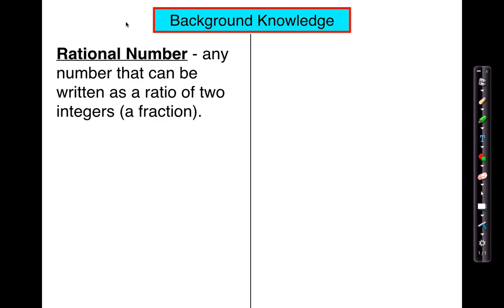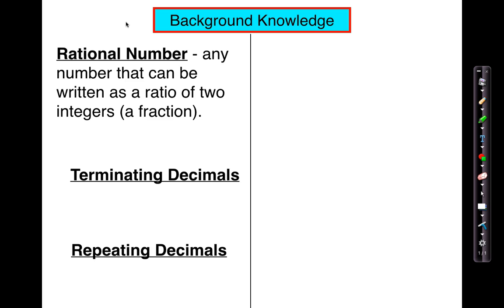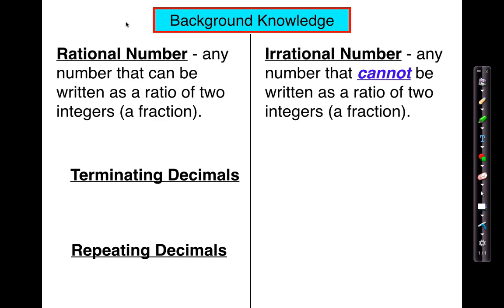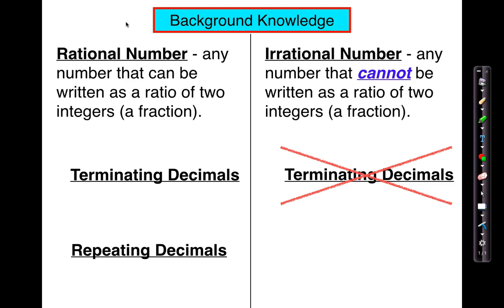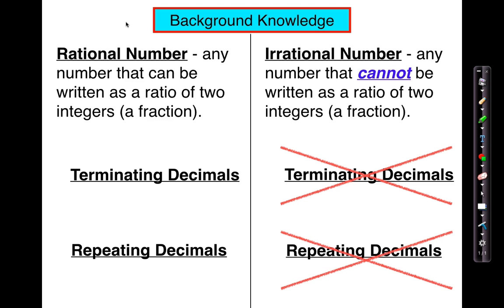So background knowledge. Quickly, let's remind ourselves what a rational number is. It's basically a number that can be expressed as a fraction. So those include terminating decimals, and that includes repeating decimals as well. So irrational, which is the opposite, are basically numbers you cannot write as a fraction. So that means they do not terminate, decimals that is, and the decimals do not repeat. Okay, so whatever a rational number is, an irrational number is not.